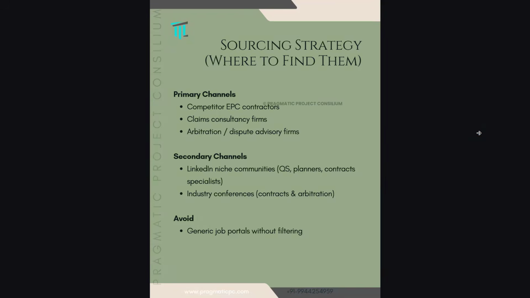Sourcing strategy: where to find them? In the modern world, we can find them very easily. You can find them from competitors, EPC contractors, claims consultancy firms, and arbitration or dispute advisory firms. Secondary channels: LinkedIn is available with niche communities, followed by QS, planners and contract specialists groups, and there are WhatsApp groups where we get requests from HRs to post their job posts to get people hired.